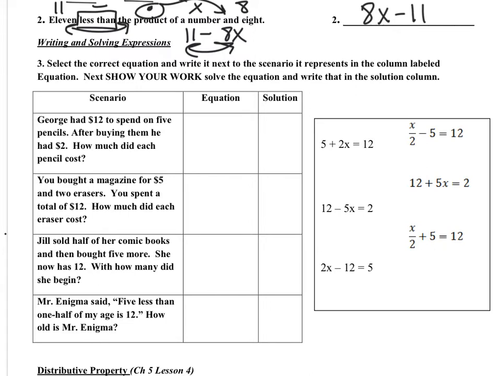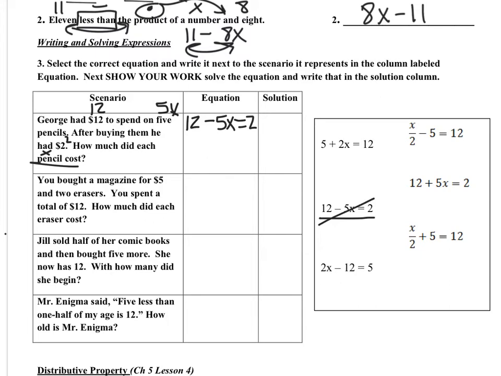Alright, George had $12 to spend on 5 pencils, that's important. After buying them, he had $2, that's important. Then how much did each pencil cost? So a pencil is going to be X. So I'm looking up above. George had $12 to spend on 5 pencils. So 5 pencils would be 5X. Now this is tricky because there's not a lot of things to help us. But he had $12, he spent 5. So if he started with 12 and he spent money on 5 pencils, the result was he only had $2 left. So this would be my equation. 12 minus 5x would equal 2. And that's this equation here, so I'm going to use that one.